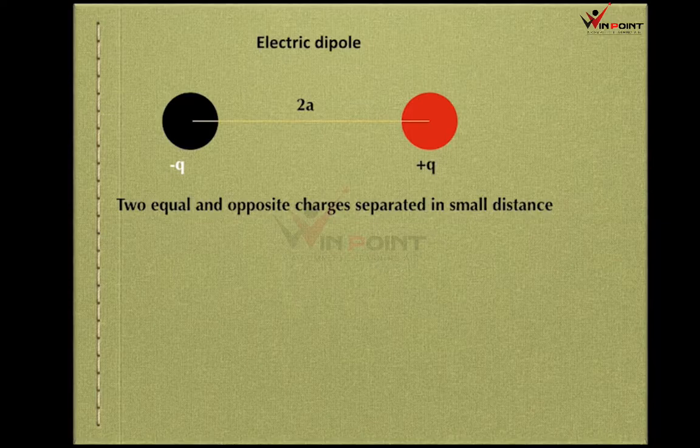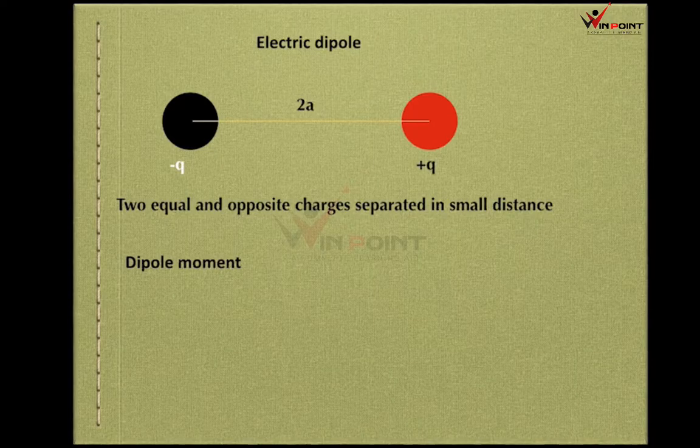If the charge is minus 5, the opposite charge should be plus 5, should be equal. If it is minus 5 microcoulomb, it should be plus 5 microcoulomb. This arrangement is known as an electric dipole.